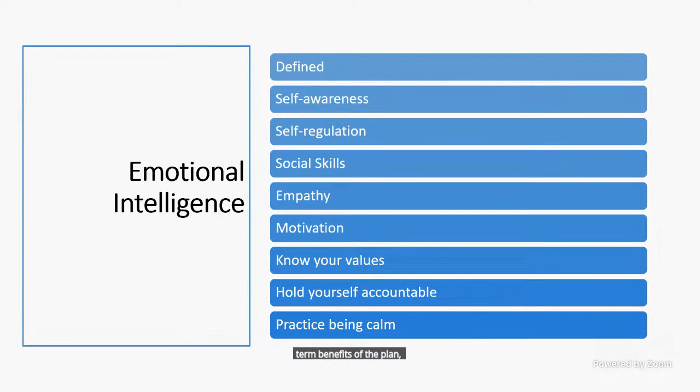So, key aspects of EI include to know your values. What are the values that are most important to you that you will not compromise? To hold yourself accountable by admitting the mistakes that you make with emotional intelligence and to face the consequences, and to practice being calm by being aware of your responses in challenging situations. Practice deep breathing. Think about what you're going to say before you say it. The more you can develop emotional intelligence, the more you can help the people that you're working with.